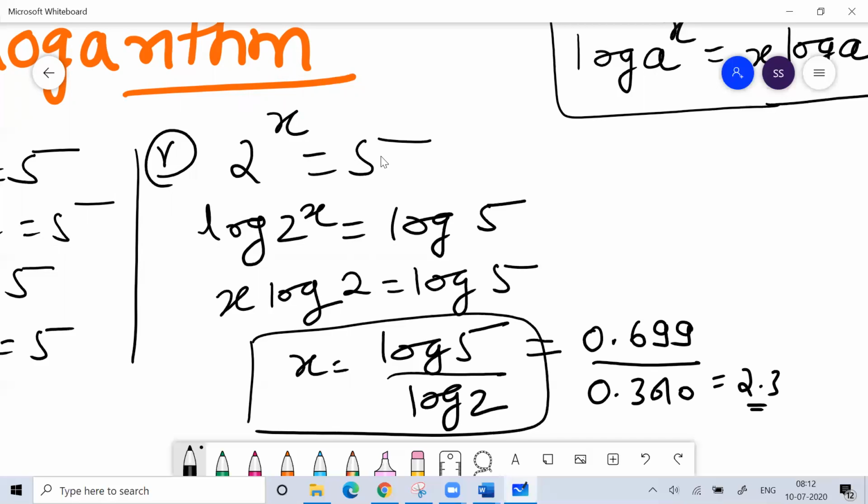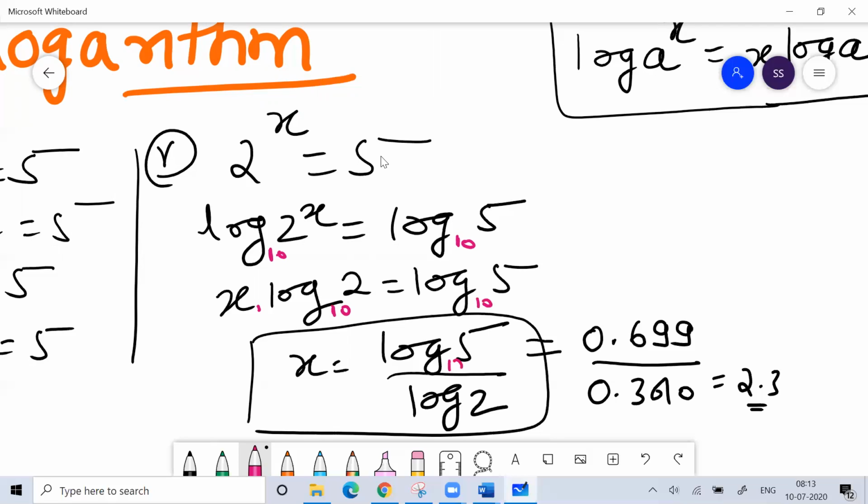This way we can find the value of the unknown that is in the power. Now, if you noticed, I took log on both sides. But a very important thing is that whenever you write log, it is always written with a base value. If the base is not visible, that means the base is 10.